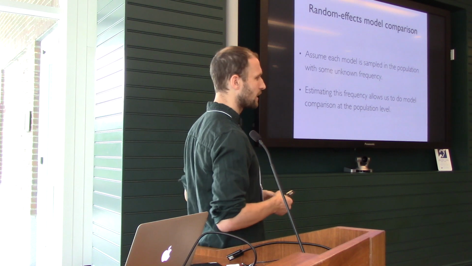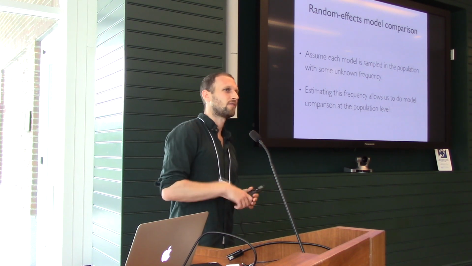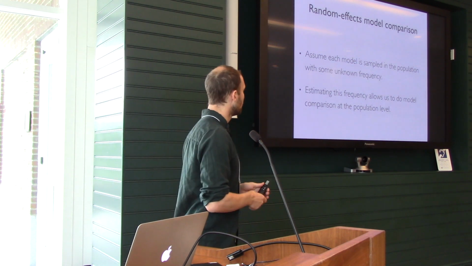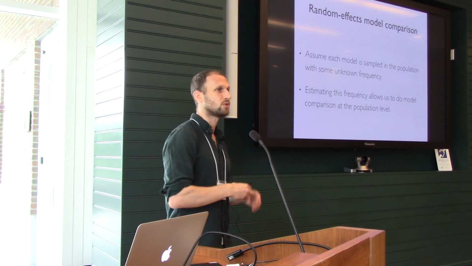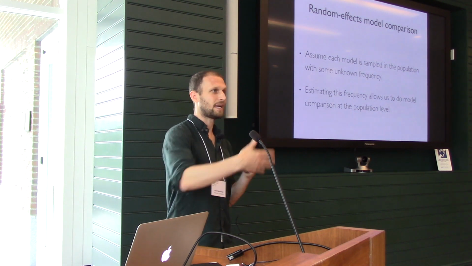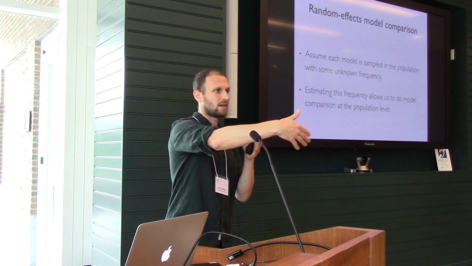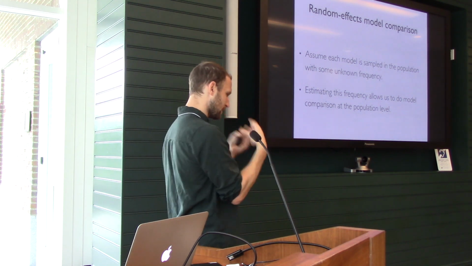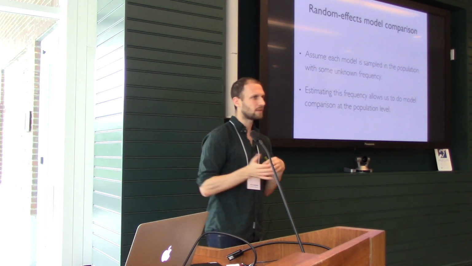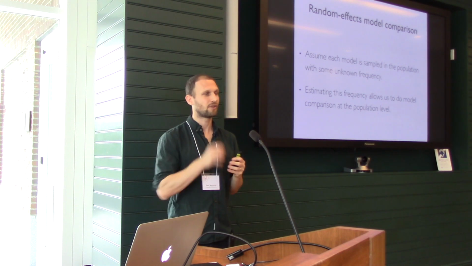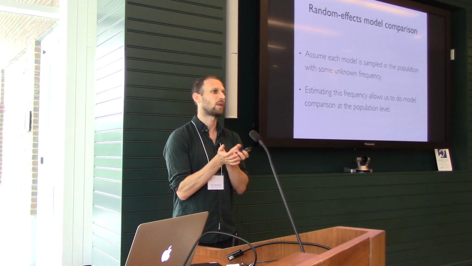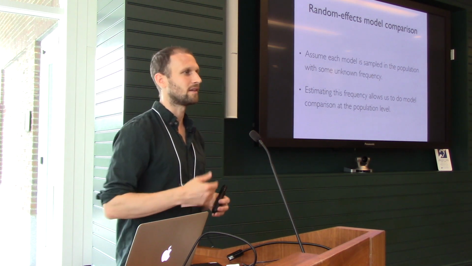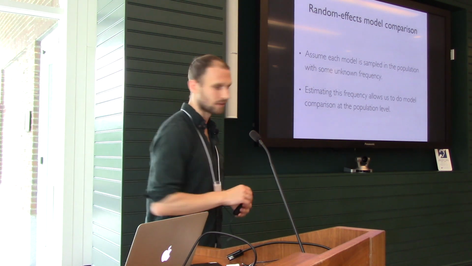So the idea is that we're going to write down a generative model according to which for each subject I'm going to sample one of the models from some unknown distribution, and then I'm going to estimate that distribution over models given my estimates of my observed marginal likelihood. So the workflow here is that I get some data, I fit the model, I try to approximate the marginal likelihood for each subject separately, and then I enter that into the random effects model comparison, and it will try to estimate the frequency of each model in the population.